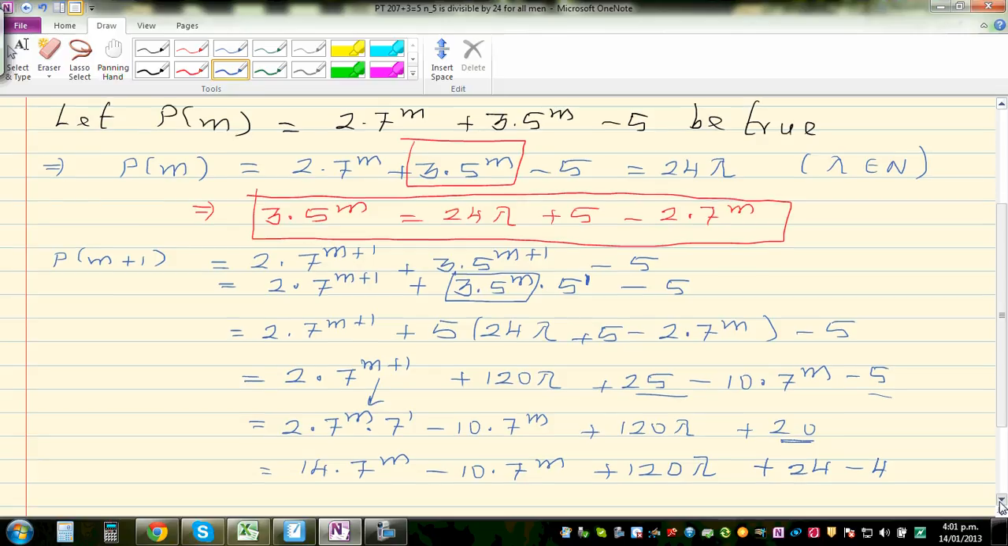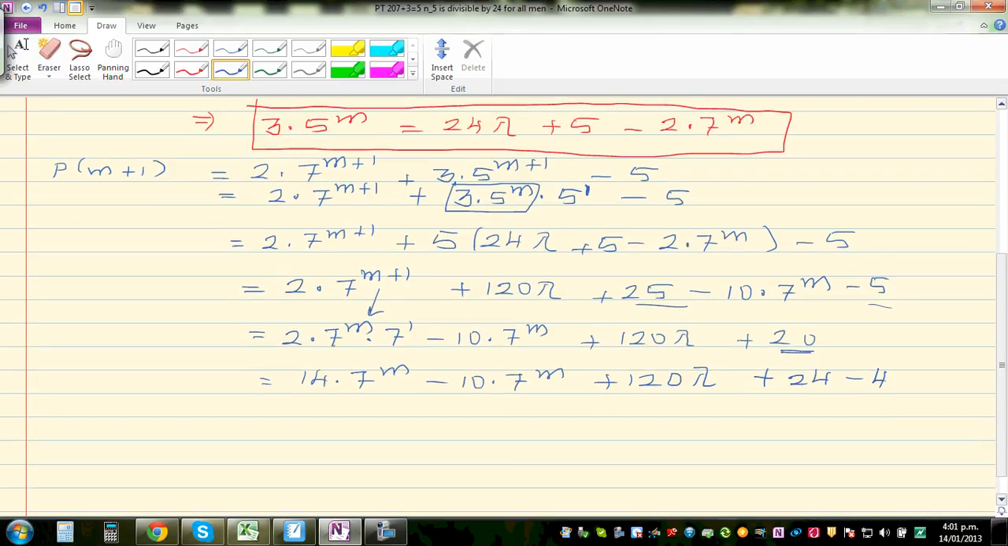Okay, this is a tricky step. So what can we factorize? What can we factor out here? Let me change color. So this is equal to, what can you factor out? You can factor out 7 to the power m. You have 14 minus 10 inside the bracket. I'm writing this minus 4 after this.